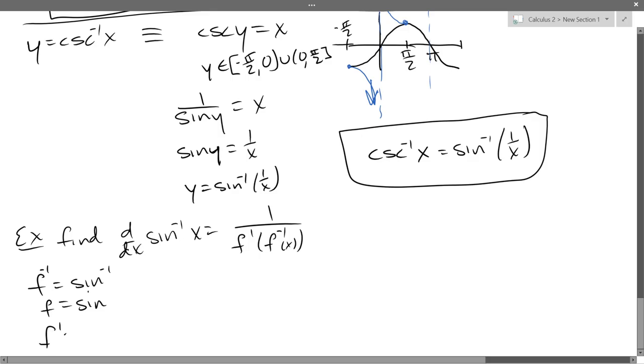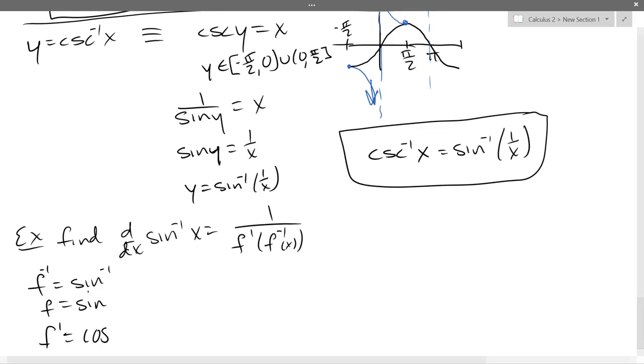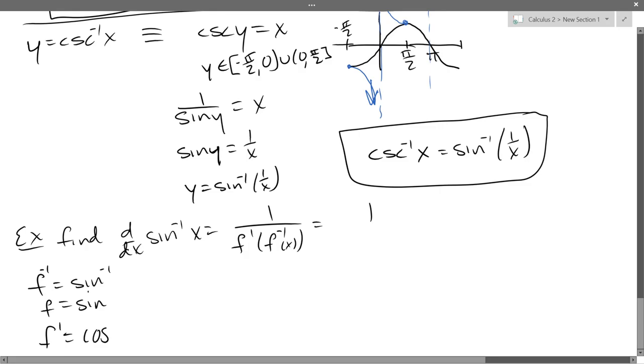And what is f prime? Cos. I'm being incredibly lazy not writing of x, of x, of x. I'm sort of skipping the of x part. Now this would be 1 over f prime, so it's cos of f inverse, which is sine inverse x. And without doing all that trig, that is square root 1 minus x squared. So I should have made you do enough of that in week one that I don't need to do all that stuff right now. So if that's unfamiliar, make sure you can simplify cos of sine inverse of x down to that square root.